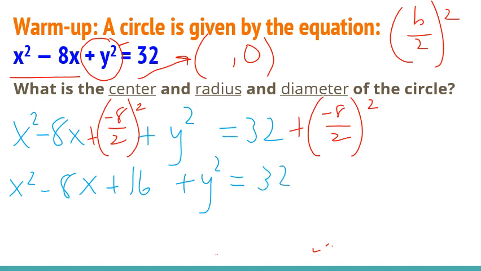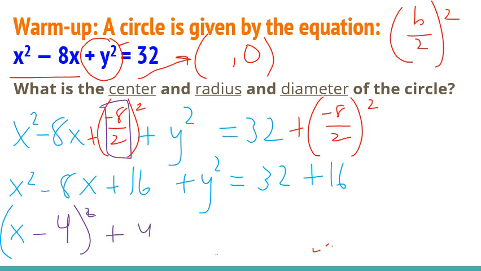So we have 32 plus positive 16. If we're looking for the number that multiplies to 16 and adds to negative 8, you might have caught from yesterday that the number you want is just the simplified form of this. It's going to be negative 4. So x minus 4 squared right there, and then plus y squared equals 48.